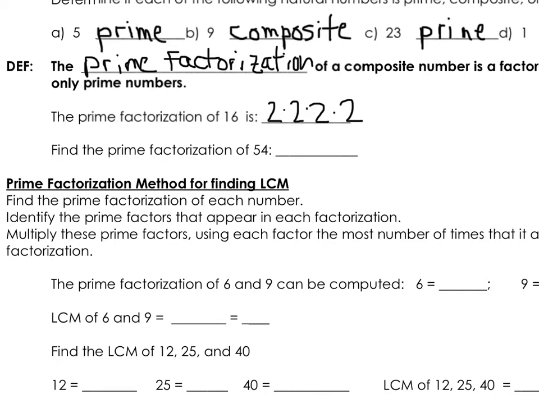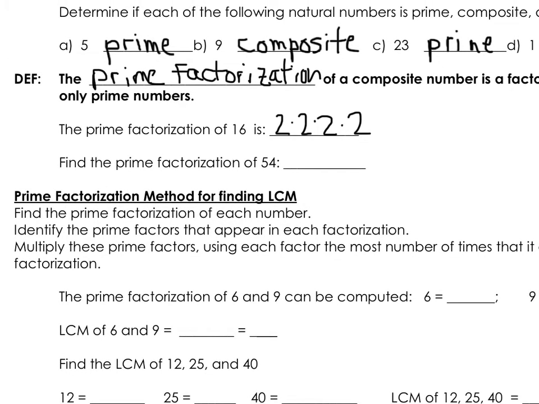What about a prime factorization of 54? Well, I know that 2 will go into it because it's even. So it's 2 times 27. 27 is 3 times 9. 9's not prime. 9 is 3 times 3. So the prime factorization of 54 is 2 times 3 times 3 times 3.